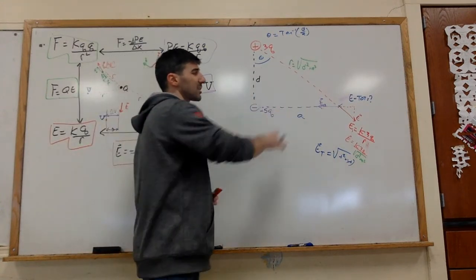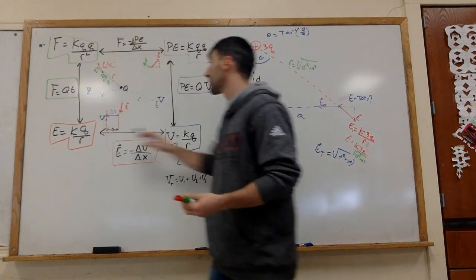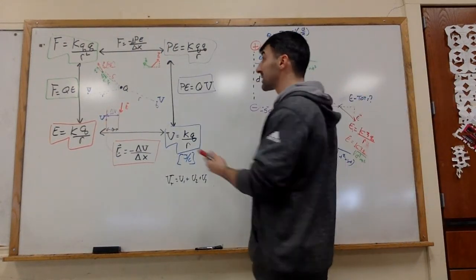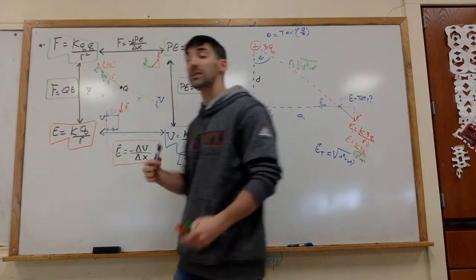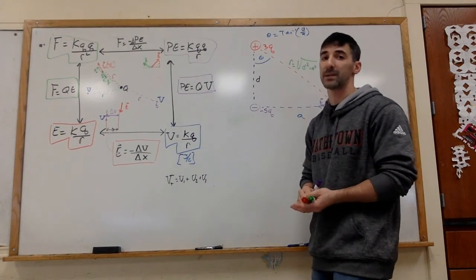Once I know that electric field, why would I go through such a painstaking process? Again, look at all these formulas I have to choose from. If I know the electric field here, it's very simple for me to find an electric force due to some charge Q. I don't need to know anything else. It's just a simple straight multiplication.